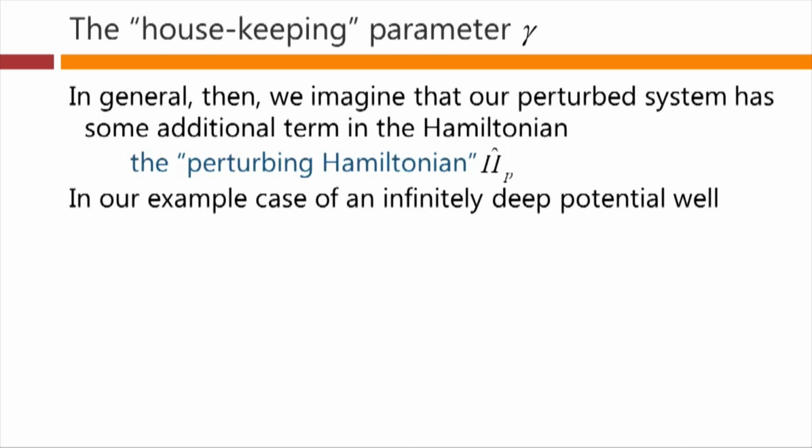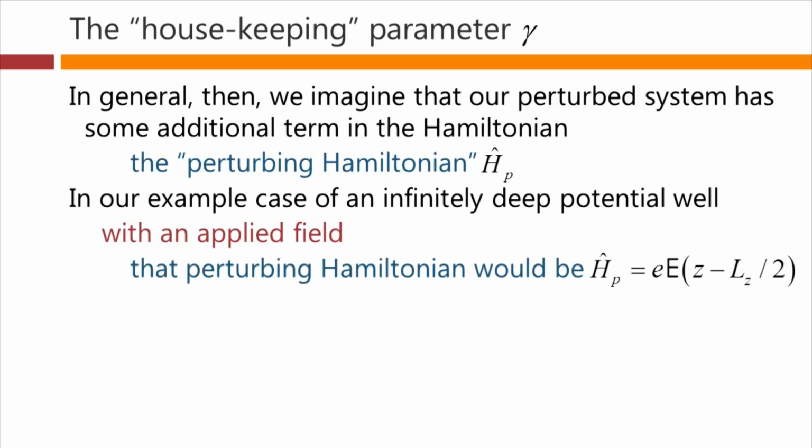So, for example, in the case of our infinitely deep potential well with an applied field, that perturbing Hamiltonian would be this expression here, the electronic charge times the field, times basically the position, although we've referred the position to the center of the well. That's not particularly important, but that's a formula we chose to write down here. So that would be our perturbing Hamiltonian. You see it has the dimensions of energy in it.